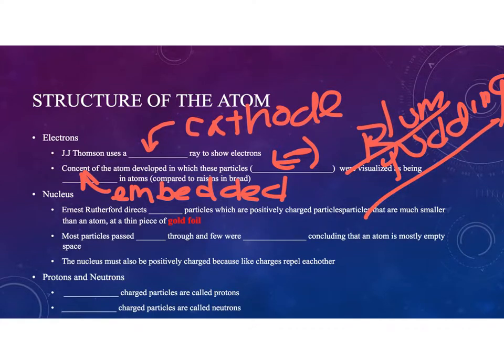Now to the nucleus. Ernest Rutherford directs alpha particles, which are positively charged particles that are much smaller than an atom, at a thin piece of gold foil. This experiment is also referred to a lot within the Regents curriculum, so remember it. Directs alpha particles. Let's write it in blue. Let's erase, actually.